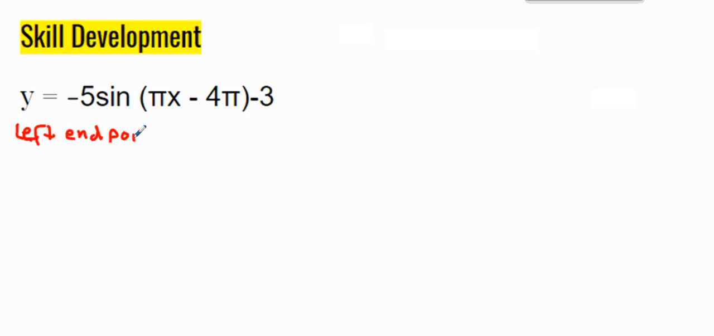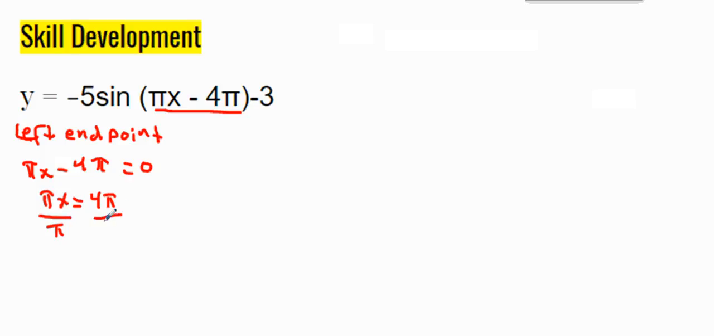Our left endpoint is simply looking at the argument, pi x minus 4 pi, and we're going to set that argument equal to 0, the original left point of the parent graph of sine and cosine. So we're going to set it equal to 0, and we're simply going to solve. So to solve for x, I'm going to add 4 pi. So that would leave me pi x is equal to 4 pi. And then we're going to divide by pi. So solving for x, our new left endpoint is going to be at x is equal to 4.